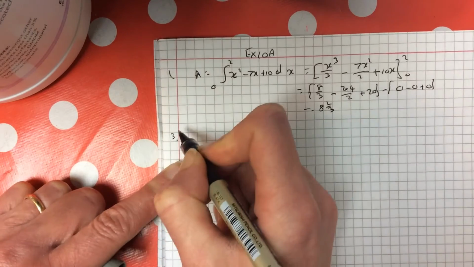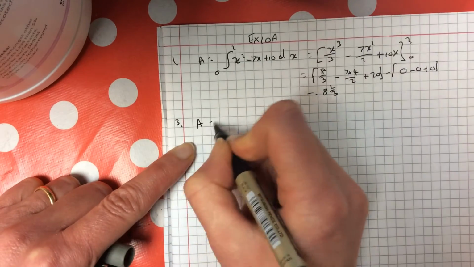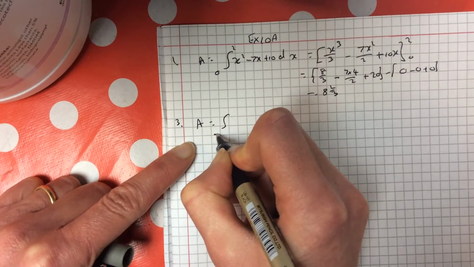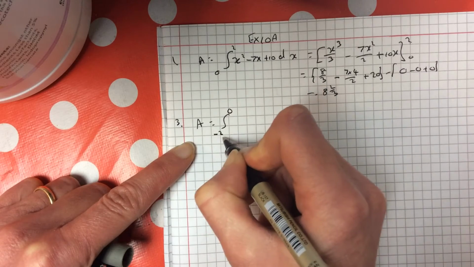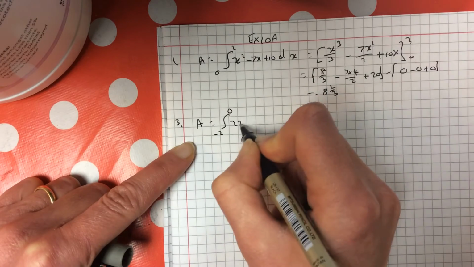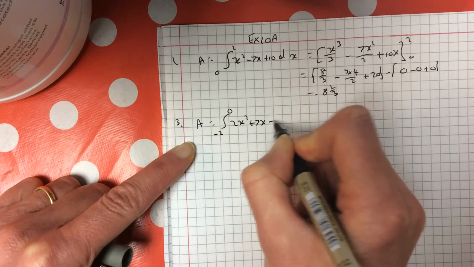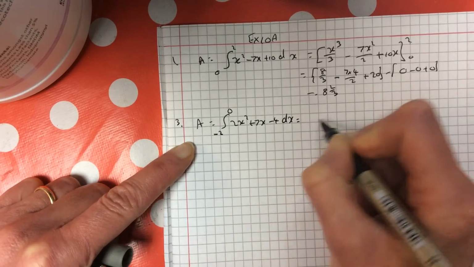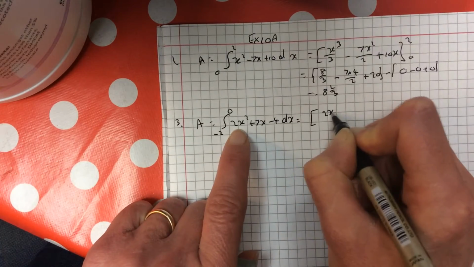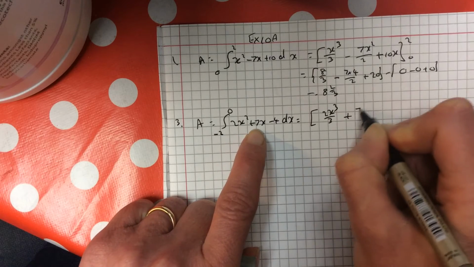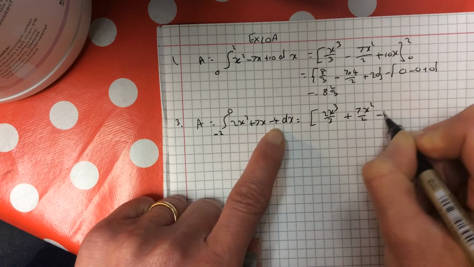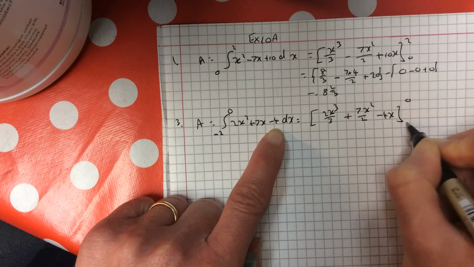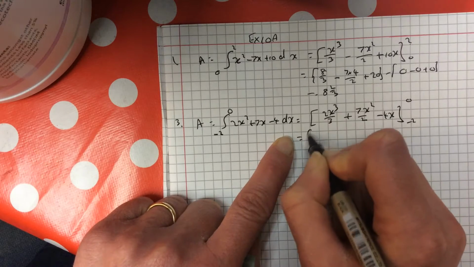Number 3. So the area is when you integrate between minus 2 to 0. Just keep your order, minus 2 first, then 0. 2x squared plus 7x minus 4 dx. So your normal integration. Add 1, divide by it. Add 1, divide by it. X reappears. You can leave off your plus c or you can put it in.